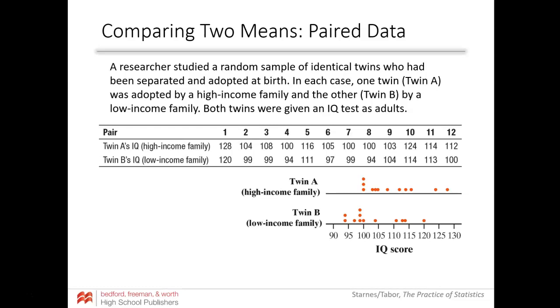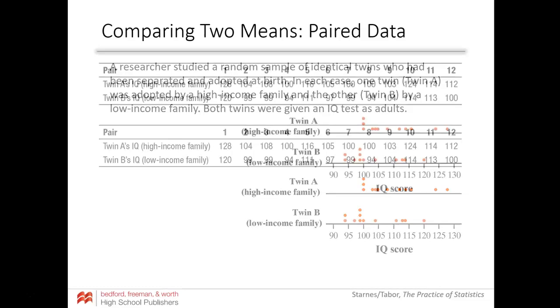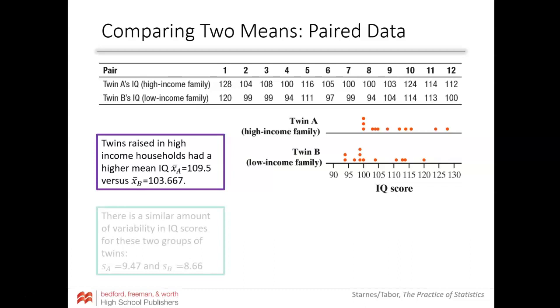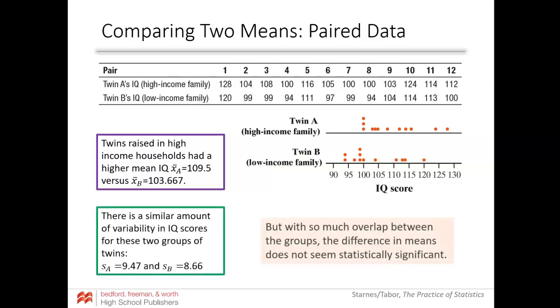I mean, slightly higher on the twin A distribution, but overall, it's kind of right there. So maybe there's no difference, high income versus low income. And there are the actual averages, 109 and 103 something. So really not too far off for the average, and variability is pretty similar.